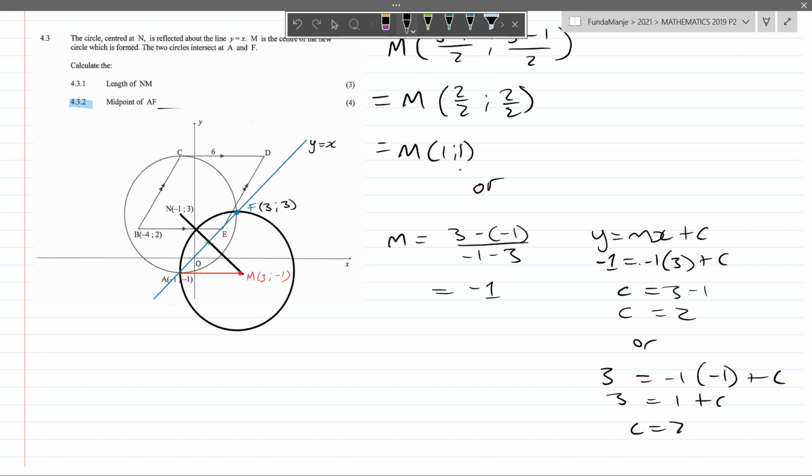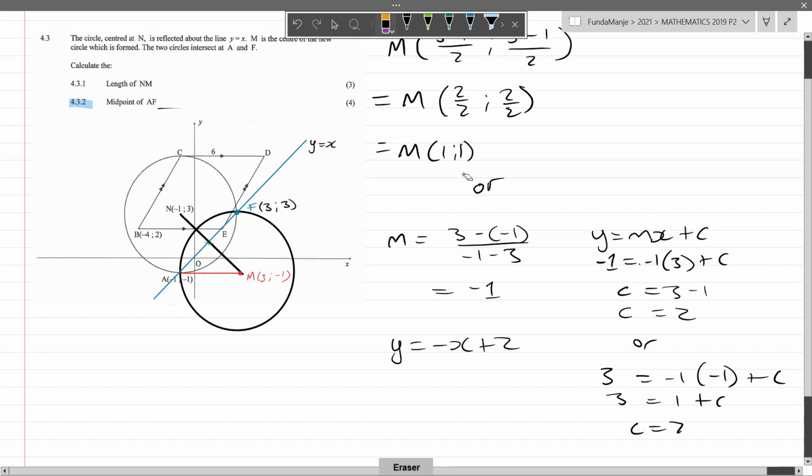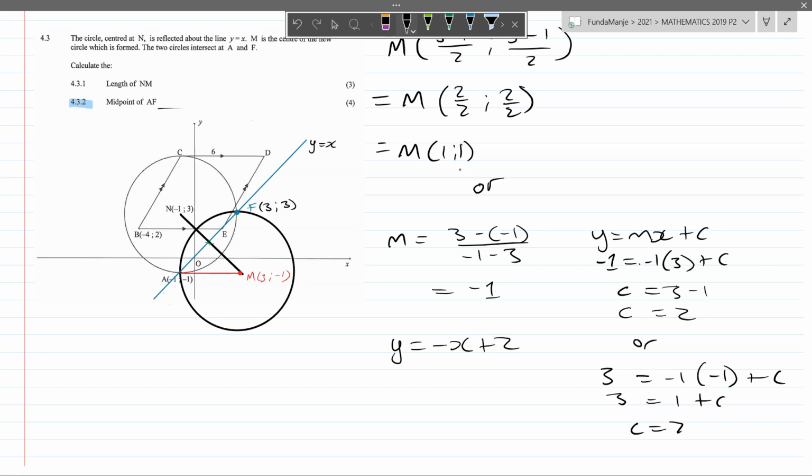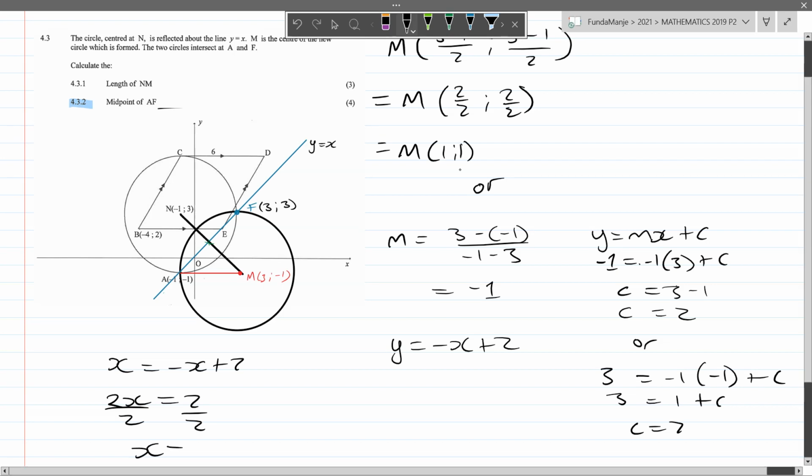But now we know that our value of c is 2, so we can substitute that as minus x plus 2. Now we know the equation of this line that goes through our line y equals x, and we can equate these two lines together. So x equals minus x plus 2. Take minus x to the other side, becomes 2x equals 2. Divide both sides by 2. x will be equal to 1.